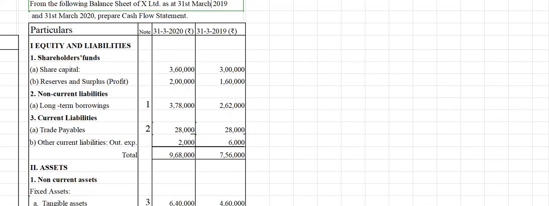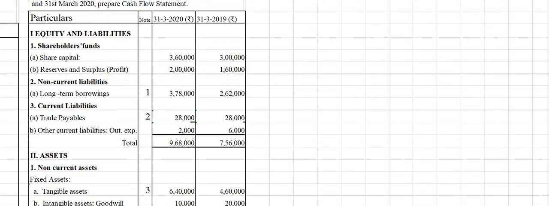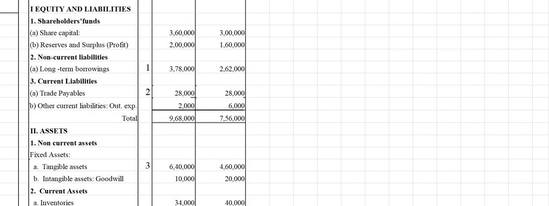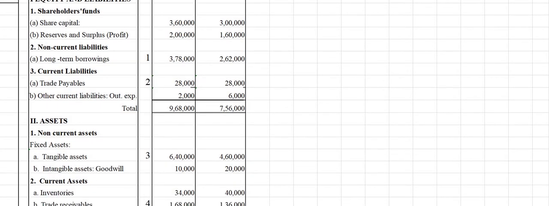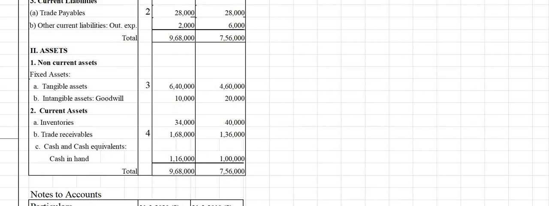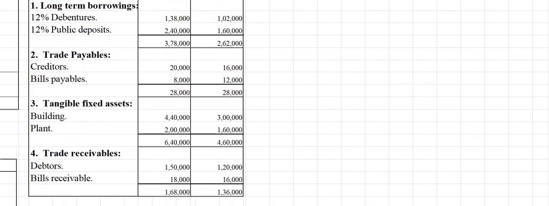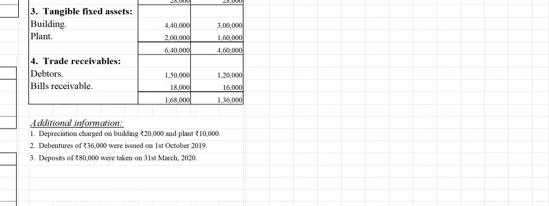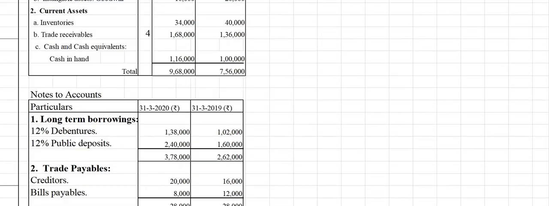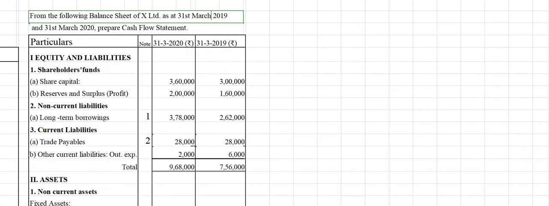All the details are there: equity and liabilities, all the liabilities are mentioned. Below that, details of assets are given. Then you can see notes to accounts and additional information. These are the items given in the question for preparing a cash flow statement. You will also get a question like this. Let us see how to prepare a cash flow statement based on this balance sheet.